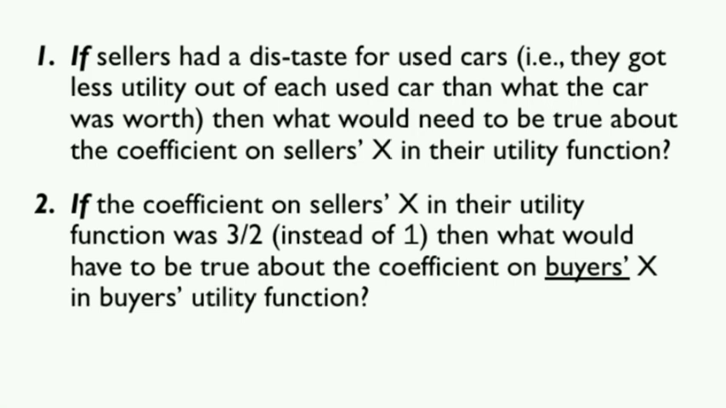Question two is, if the coefficient on seller's X in their utility function was 3/2 instead of the 1 that's implicitly sitting in front of the X right now, then what would have to be true about the coefficient on buyer's X in the buyer's utility function? Once you have both of these questions answered, then you will be good to go for the rest of the day.